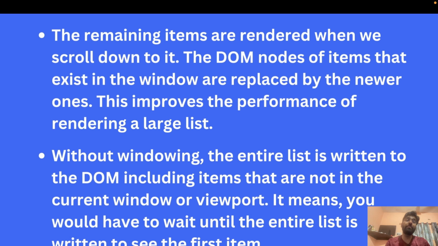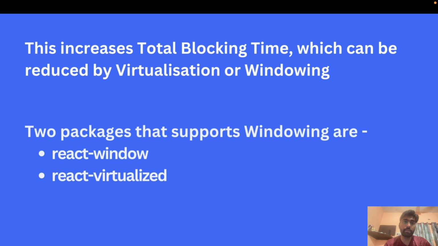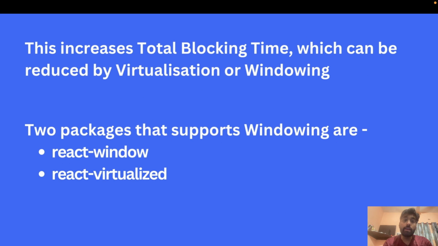So friends, what was the problem without windowing? Without windowing, the entire list would be rendered in the DOM, and due to this, even the items that are not required in the current viewport will get rendered. It means that the user will have to wait until the entire list is rendered to the DOM to see the first item. There will be a delay of a few seconds if the list is huge. So friends, if we are not using windowing and the list is huge, then it will increase the total blocking time, which can be reduced with the help of the virtualization or windowing technique.